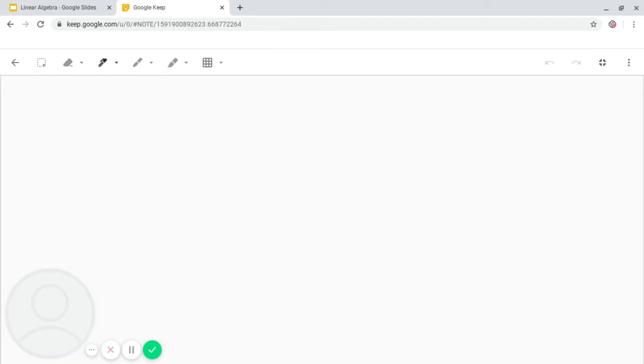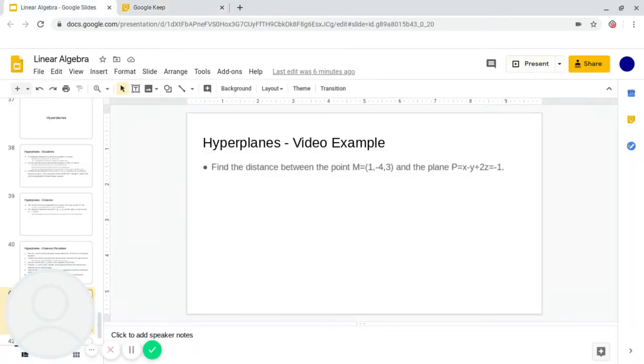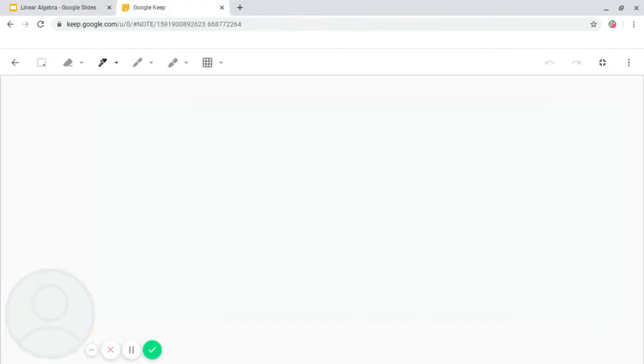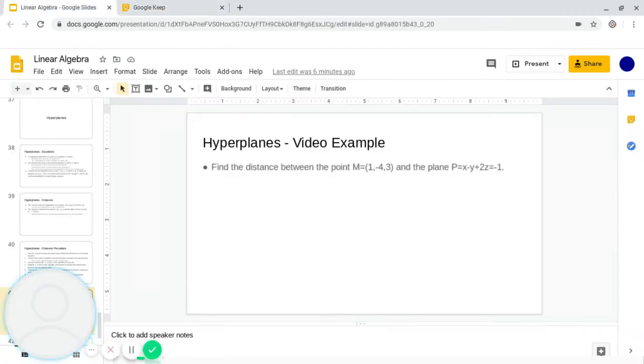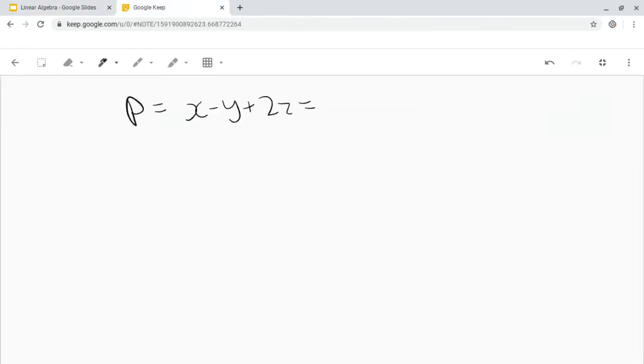So, the first step is to find the normal line. If we have our plane here, which is x minus y plus 2z equals -1.